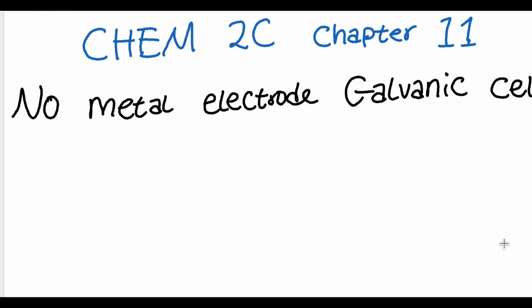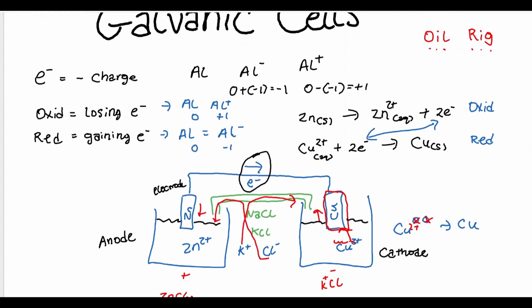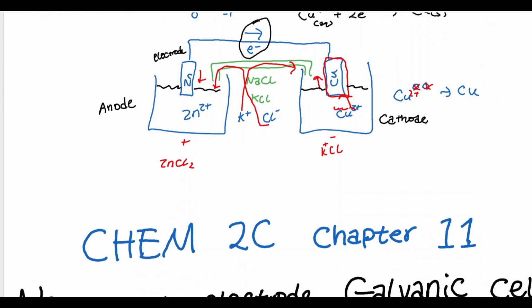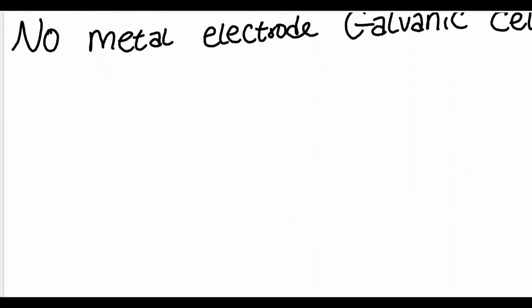Yep, this is our Chem 2C class together. Chapter 11. We're still on galvanic cells, but this time instead of doing a regular galvanic cell like in the last video, something like this, we're doing a little something different. This time the galvanic cell is going to be different. So this was the last galvanic cell.